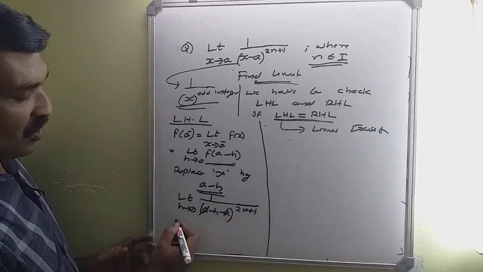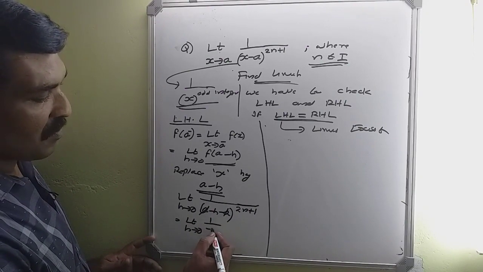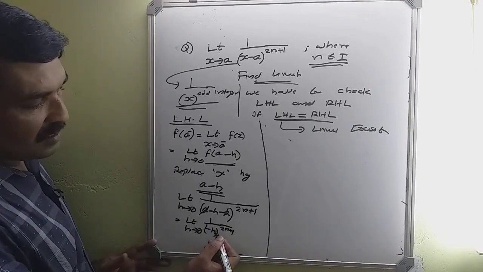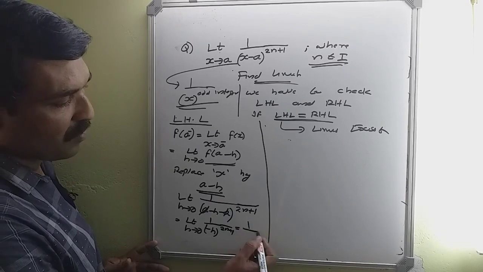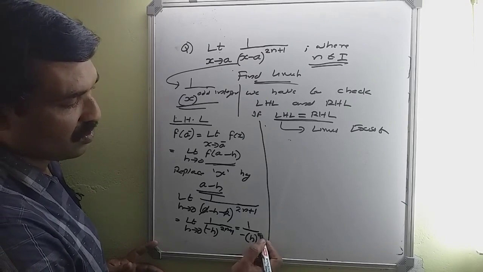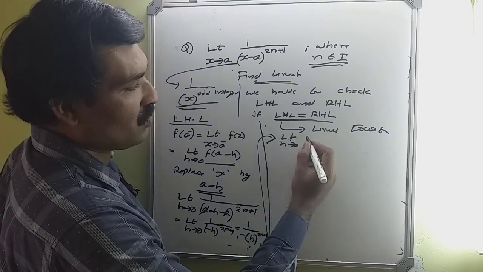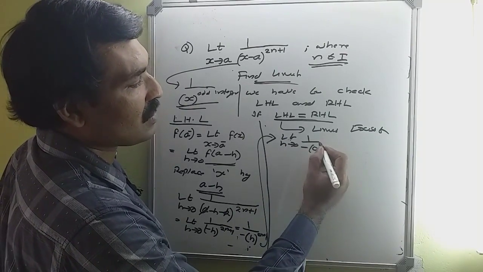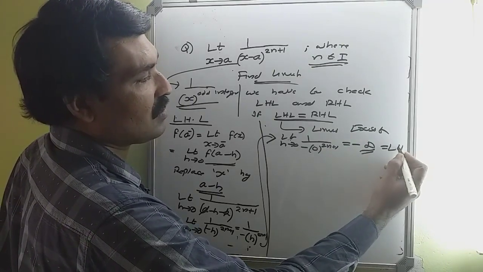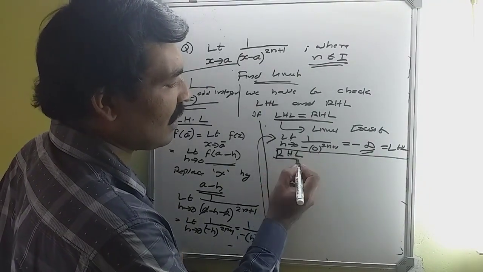This a and a get cancelled. This is equal to limit h tends to 0, 1 by (minus h) whole raised to 2n plus 1. That is, (minus h) all raised to 2n plus 1. That we can write is equal to 1 by this odd power, so minus can be taken outside: (minus 1) into h raised to 2n plus 1. That is equal to limit h tends to 0, 1 by minus 0 raised to 2n plus 1, that is equal to minus infinity, which is the left hand limit.